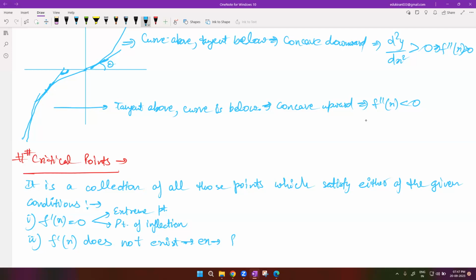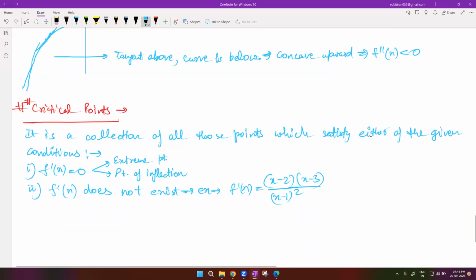So let's say my expression for f dash x is 4 by x minus 1 whole square. Or rather, I would like to change this expression. So let's say my expression is f dash x is equal to x minus 2, x minus 3 divided by x minus 1 whole square. Right? Okay. So point of inflection, I'll come to that point. Give me some time. I'll come back to that point. But first of all, understand these critical points.